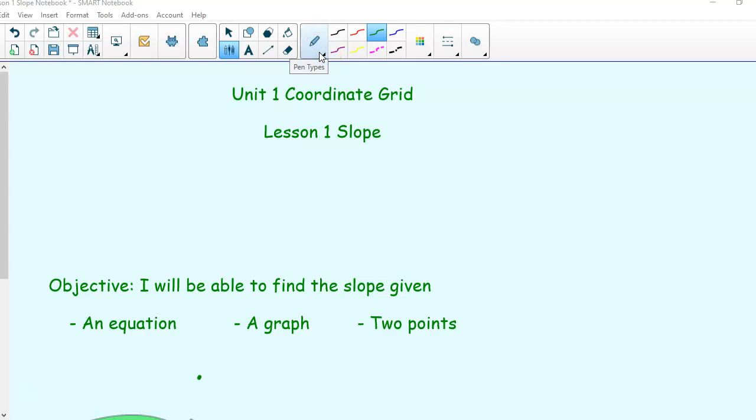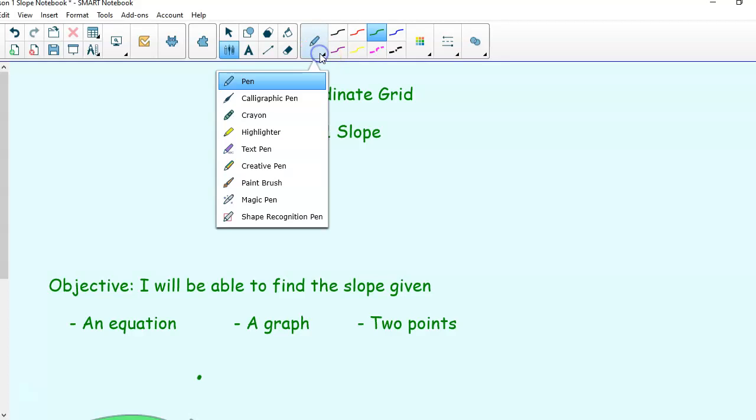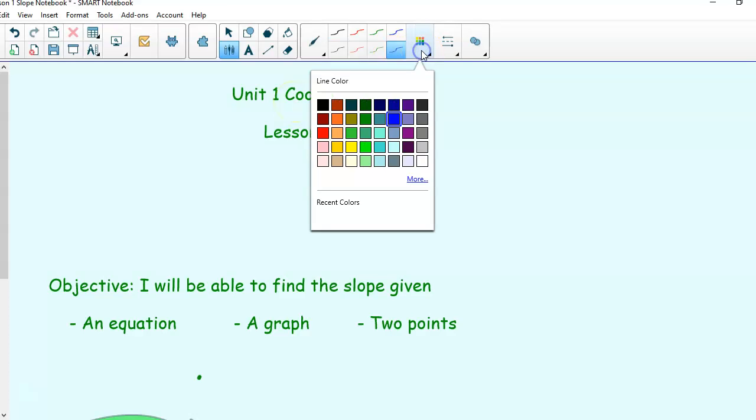In this lesson, we are going to be talking about slope. By the end of this lesson, you should be able to find the slope of a line given an equation, a graph, and 2 points.